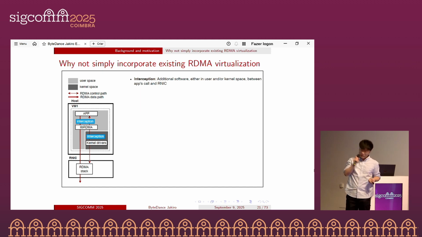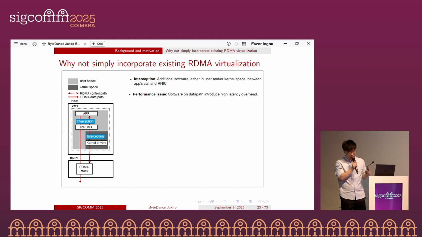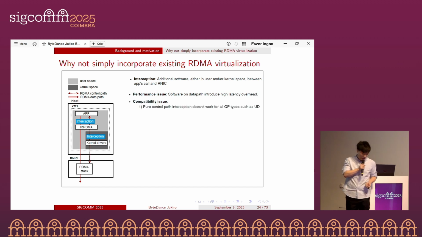In our paper, interception is defined as additional software, either in user space or kernel space, between the application calls and the RNIC. If you put software on the data path of RDMA, this will introduce high latency overhead, which will cause performance issues. On the other hand, for the compatibility issue, pure control path interception-based virtualization does not work for all QP types, such as unreliable datagram.